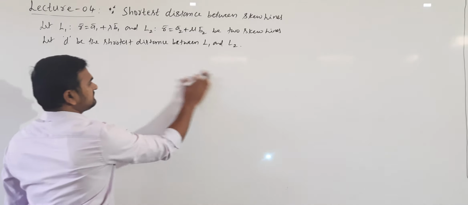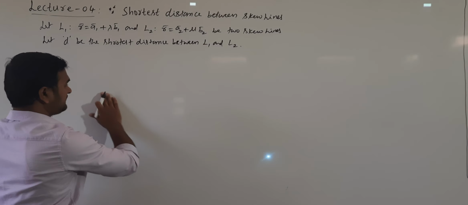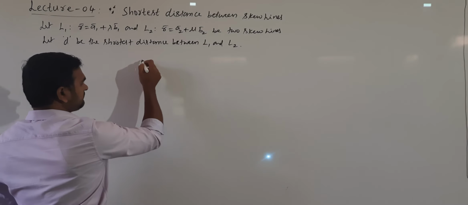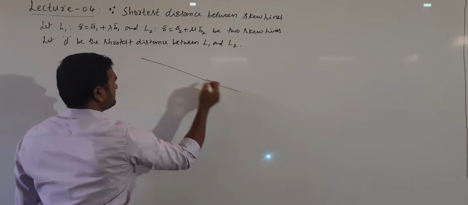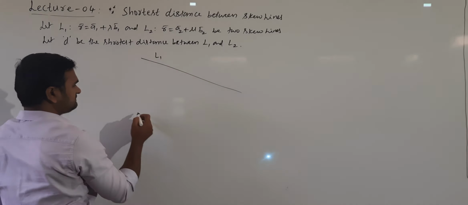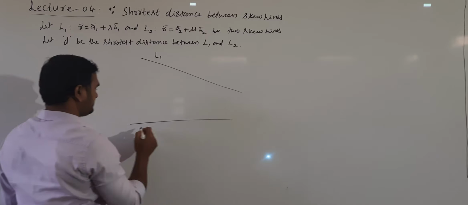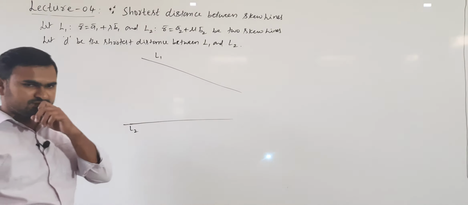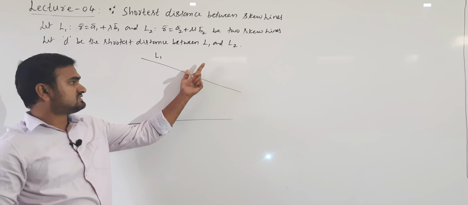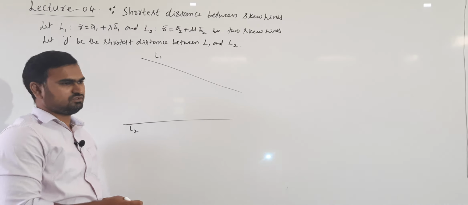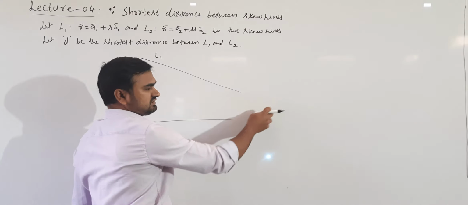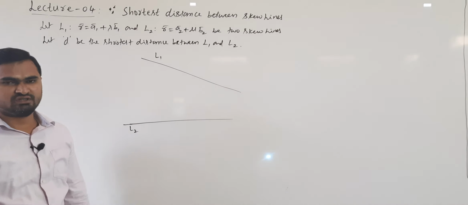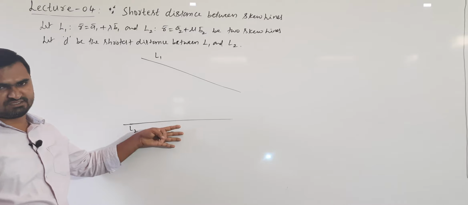Okay. Now let us take the two lines. Suppose this is the first line L1 and this is the second line L2. As I told, it is not possible to show the skew lines in the plane. So you may say that these are intersecting somewhere, they are not skew lines. Okay. So assume that these are skew lines.